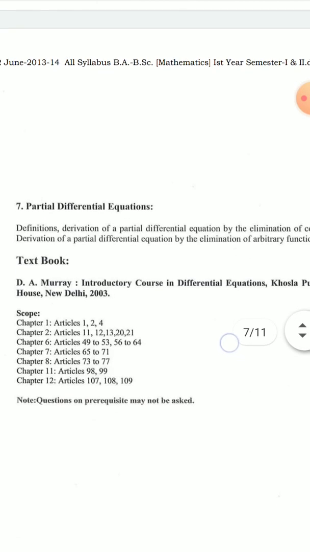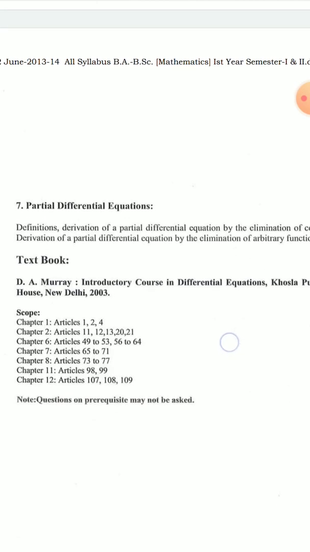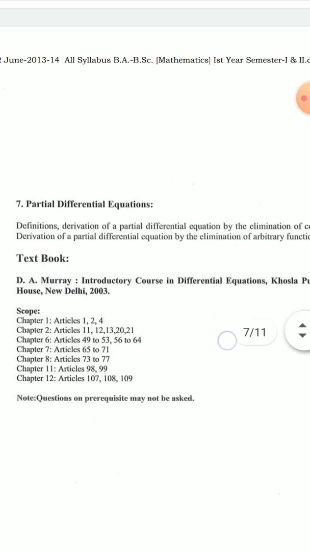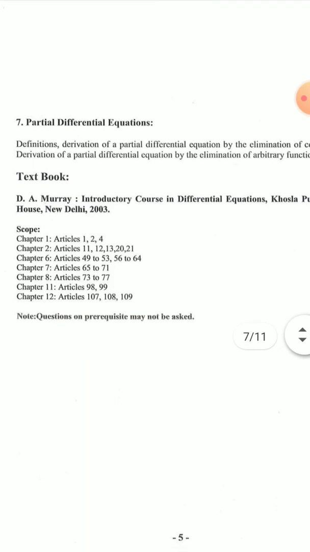In this chapter, we shall study the partial differential equation, only formation of partial differential equation. First is by eliminating arbitrary constants, and second is eliminating arbitrary functions. These are the 7 chapters which we have to study for the differential equation.